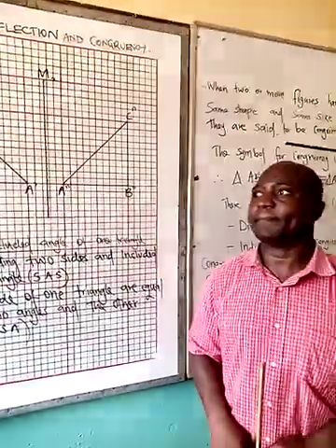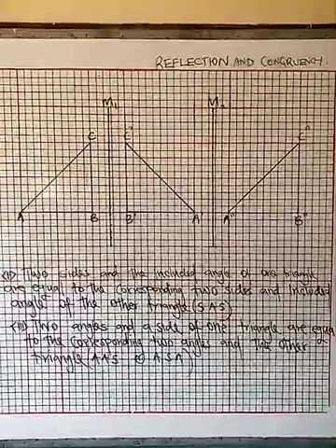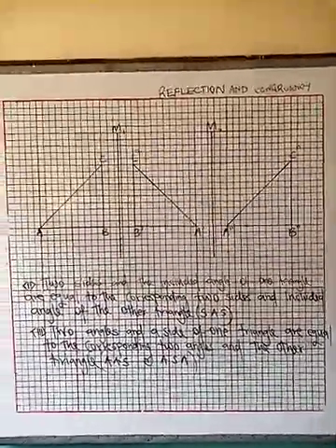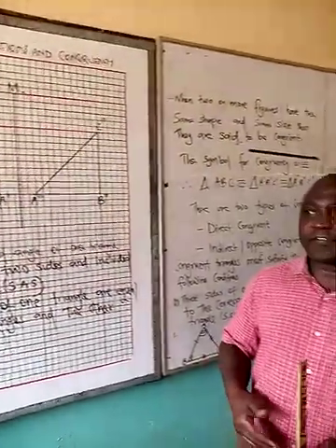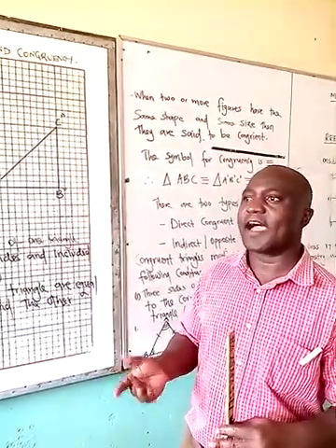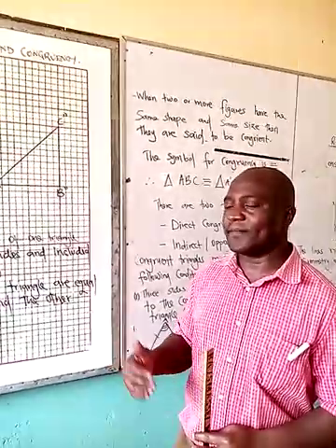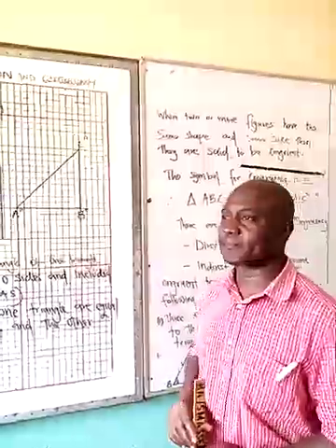Thank you and welcome. Now, in our previous class, we talked about reflection. And we have learned that when we reflect an object, the image and the object look alike. That means the image and the object are the same.